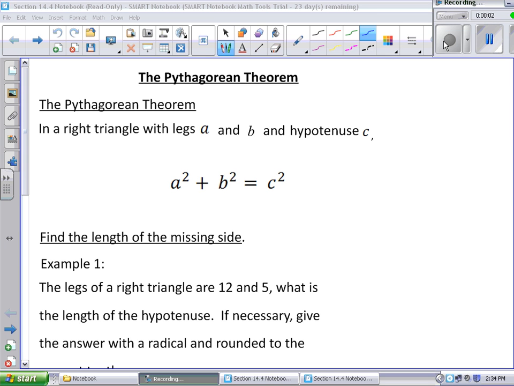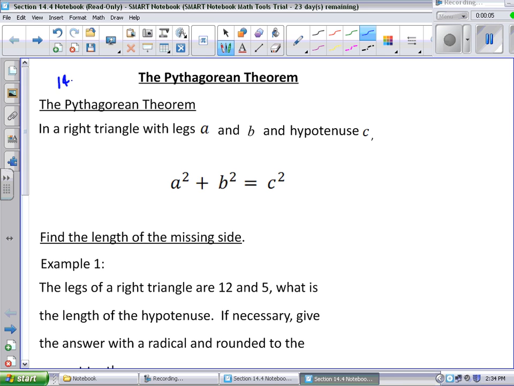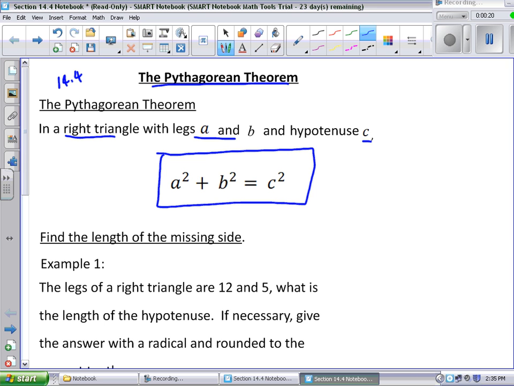I'm going to be working with you today on section 14.4. This is on the Pythagorean theorem. The Pythagorean theorem says that if in a right triangle with legs A and B and hypotenuse C, then A squared plus B squared is equal to C squared.